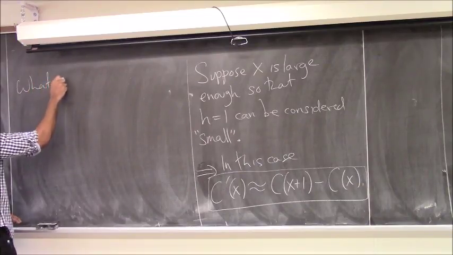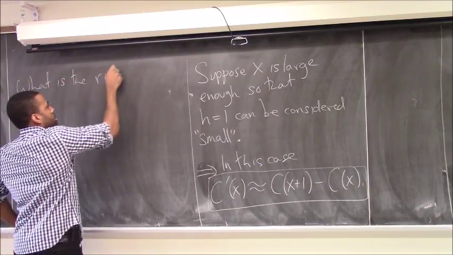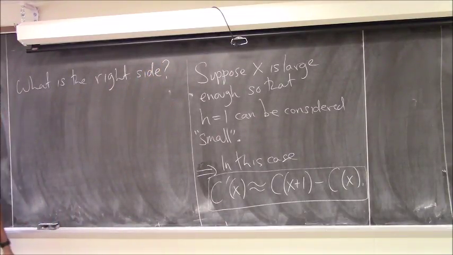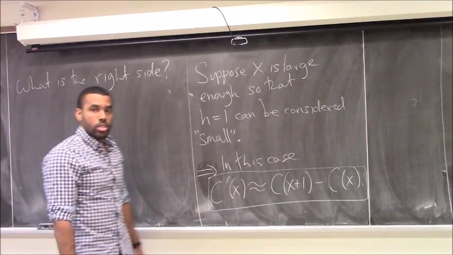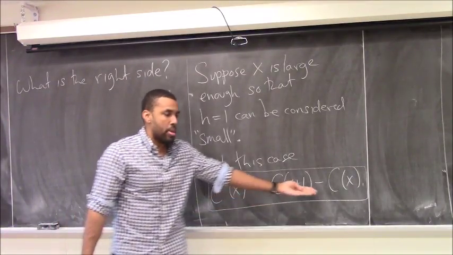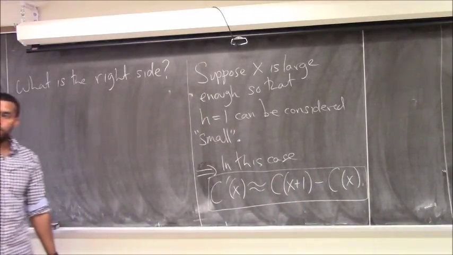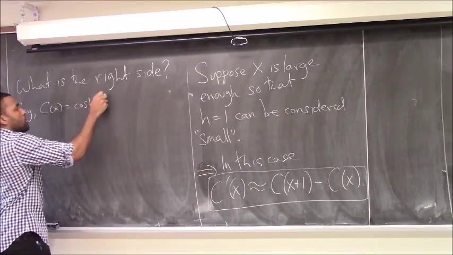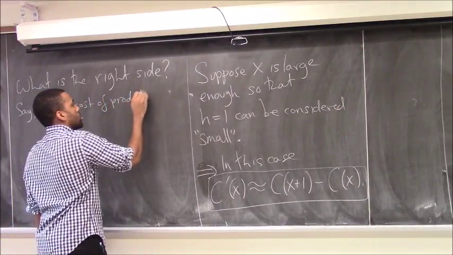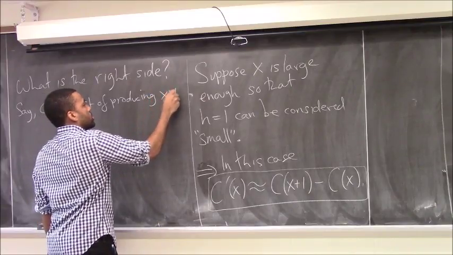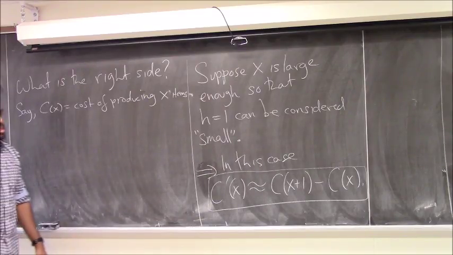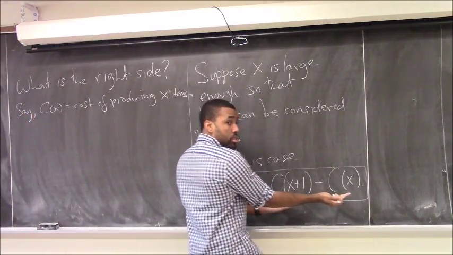What is the right side? How can you explain that in, say, words? So let's say C of X plus 1 is a cost function. What would this expression tell you? C of X plus 1 minus C of X. So say C of X equals the cost of producing X items, right? So we're producing tens of thousands of items. How can I interpret this mathematical expression?